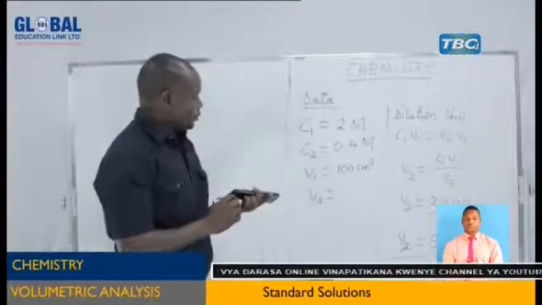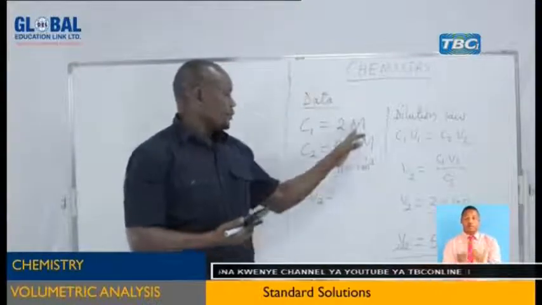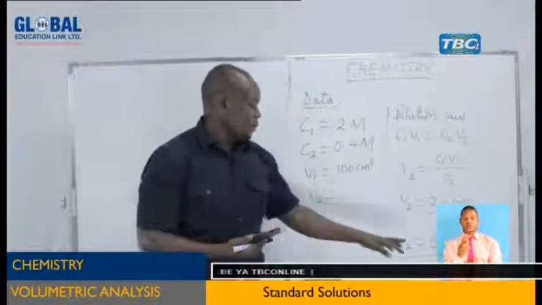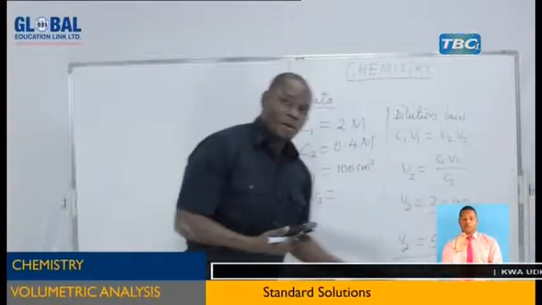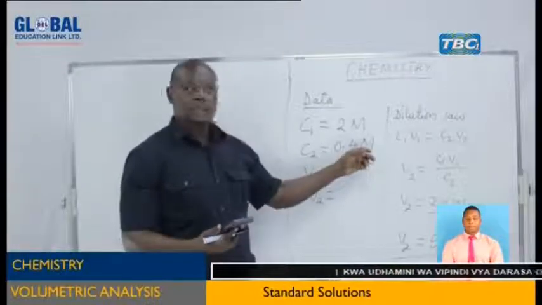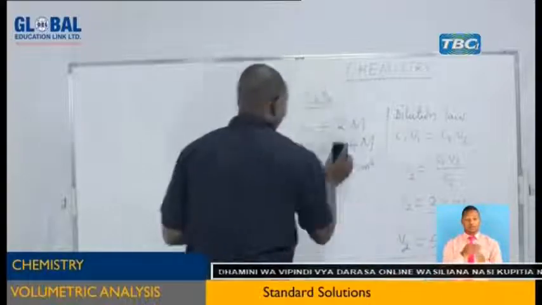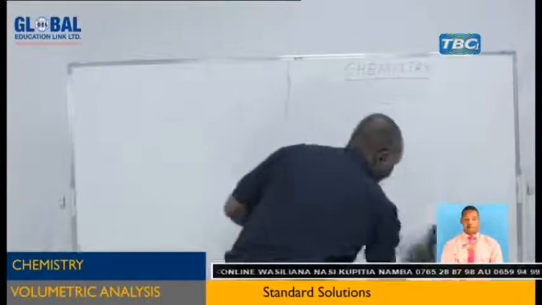So this solution, measured from the solution containing 2 mole, should be diluted to 500 cubic centimeter. From there, you will have a solution with a molarity of 0.4. So my dear students, after that question, let us go and consider question number 3.